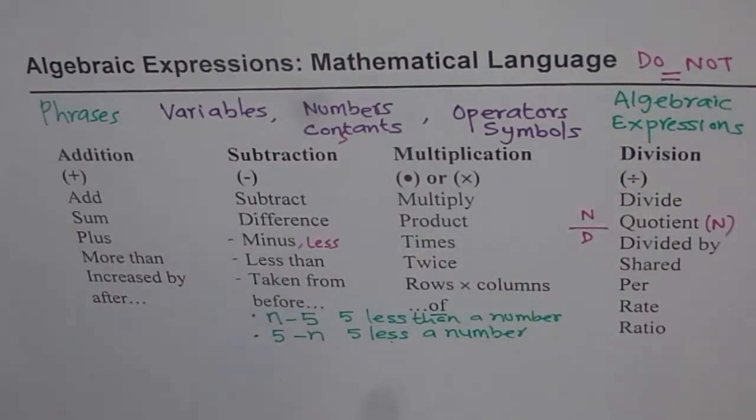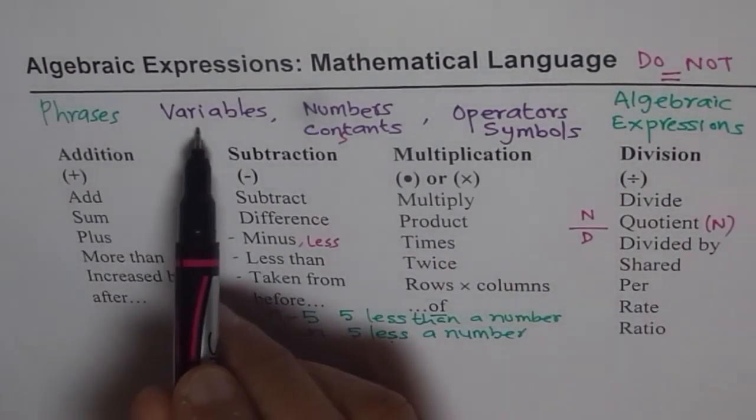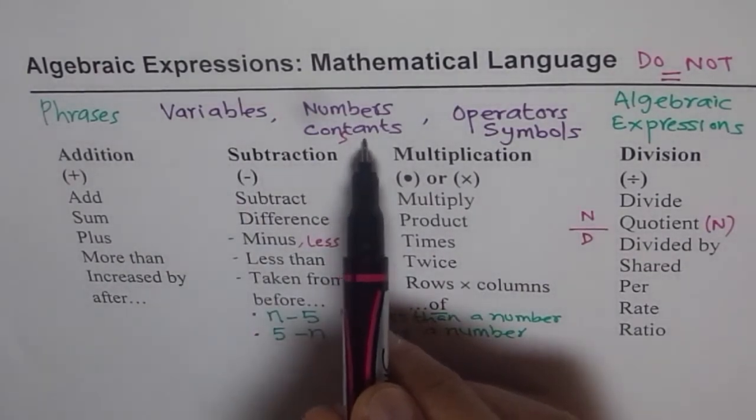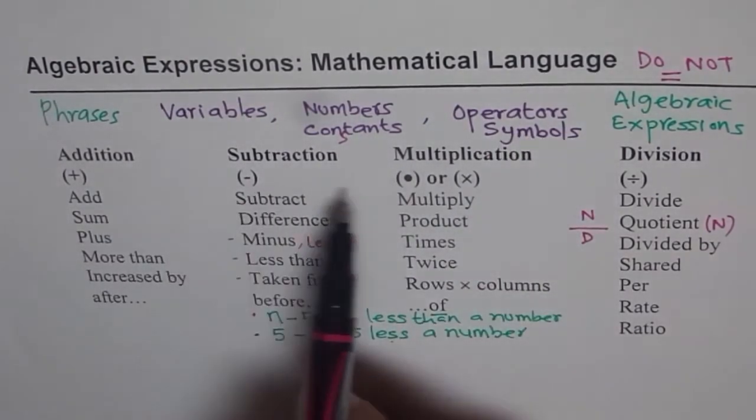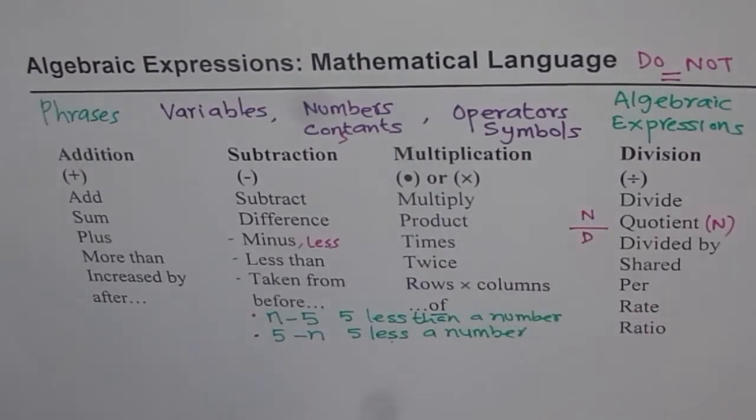Remember that. Only use what? Variables, numbers and constants, and operational symbols. These are the symbols which you have to use. That is just a reminder for you. I hope with this you now understand how to write phrases in mathematical language, which we are calling algebraic expressions. Now take the test, and I hope you are perfectly fine and you understand all the aspects of this. Thank you.